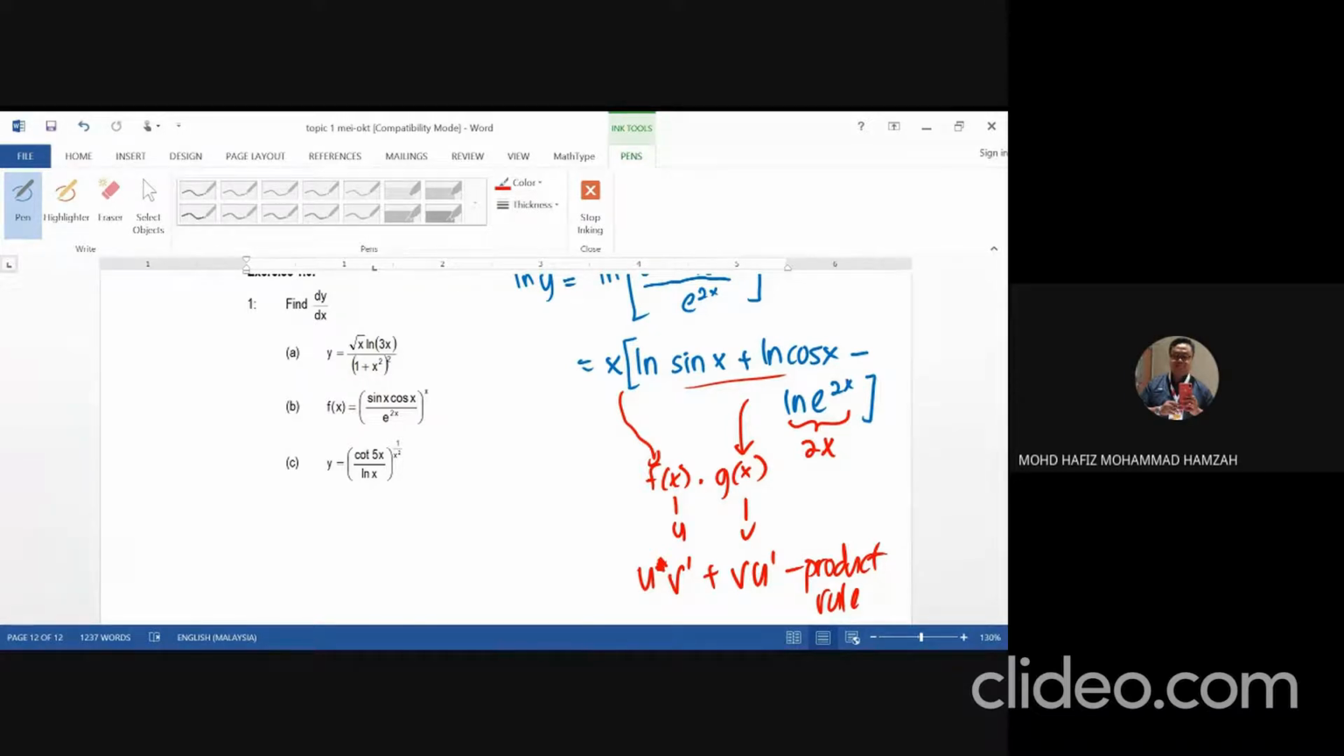And yang ketiga ni adalah logarithmic differentiation. Logarithmic differentiation ni akan digunakan dalam chapter 2. Soalan ni pun under chapter 2, dia bukan chapter 1.